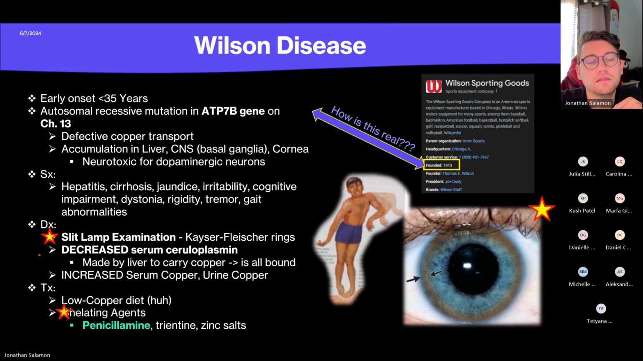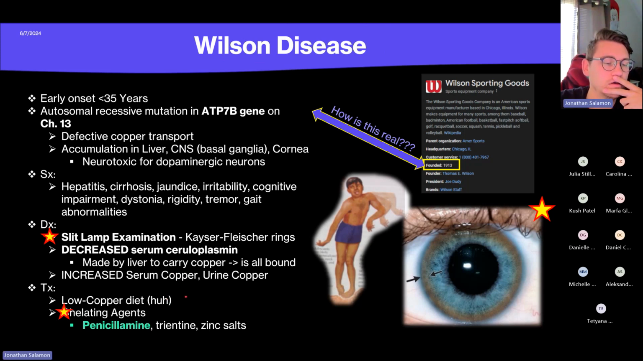So they'll have decreased serum ceruloplasmin because it's all bound to the copper, and they will have increased serum and urine copper. That should make perfect sense to you. The problem is your body has too much copper.